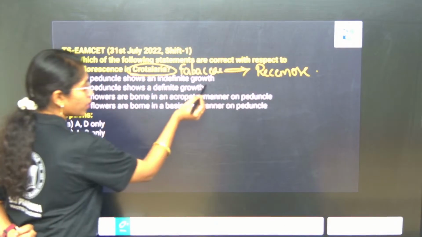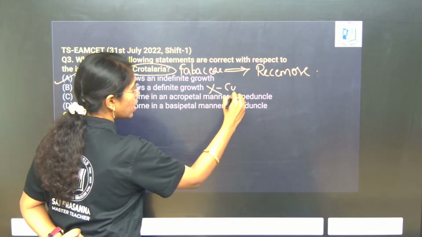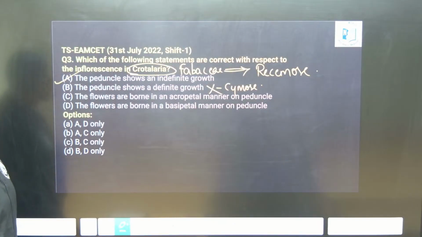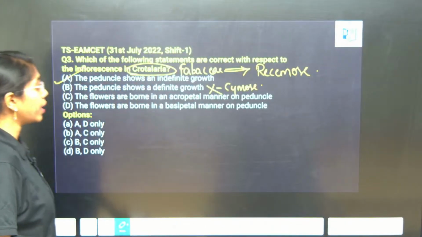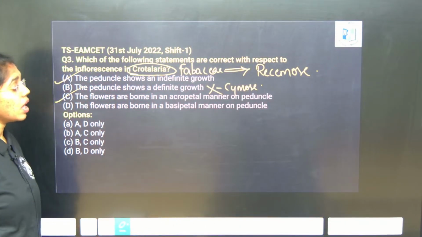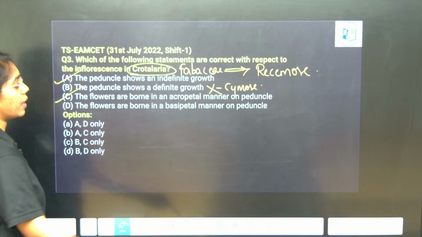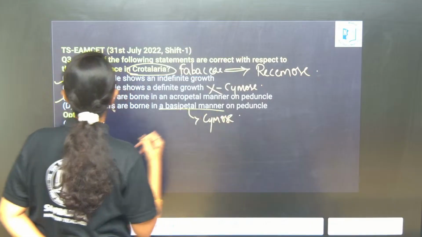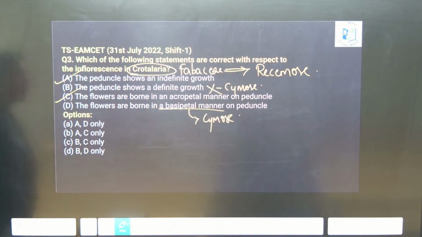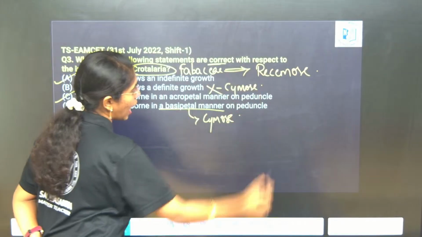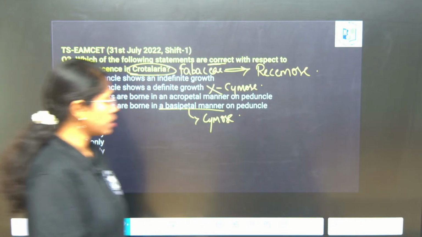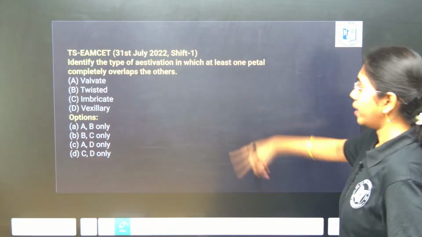Peduncle shows a definite growth, no, definite growth is seen in what? Cymose inflorescence. Next, the flowers are born in the acropetal order in peduncle, yes, in acropetal order only flowers are born in the racemose inflorescence. Flowers are born in the basipetal manner. Basipetal manner you can see it in cymose inflorescence, right? So, what two set of statements are correct here? As the correct statements are asked to identify, we have to go with A and C, option B, right, A and C.